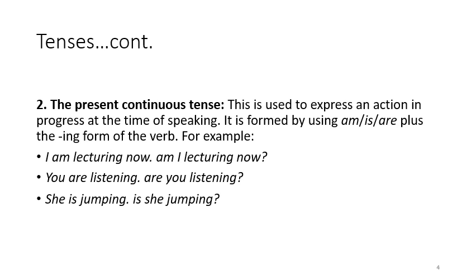Now the next is the present continuous tense. This is a tense that shows an action that is taking place at the time of speaking or writing. It is usually formed by using am, is, are plus the ing form of the verb. For example, I am going, I am eating, he is writing.